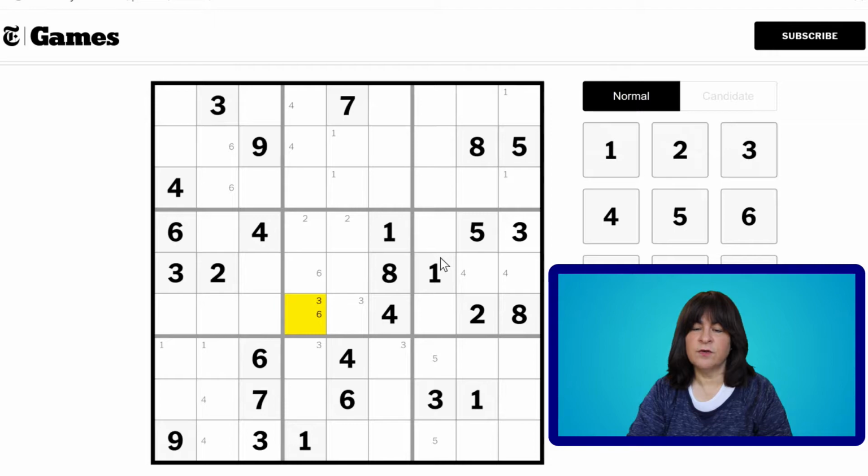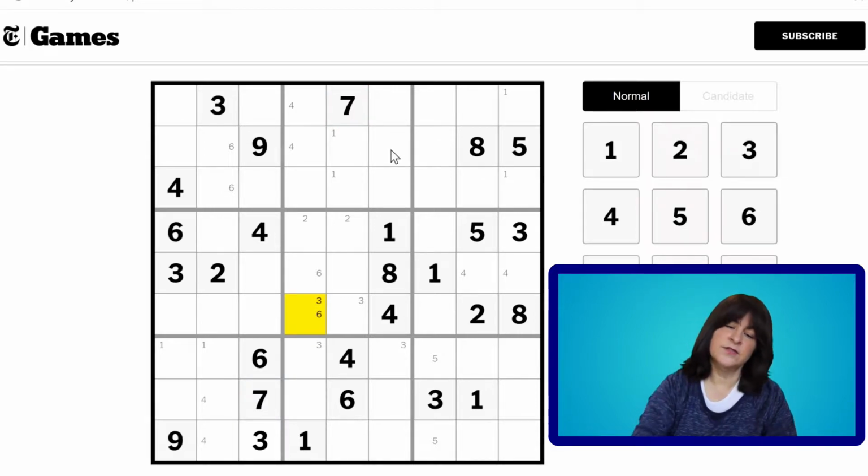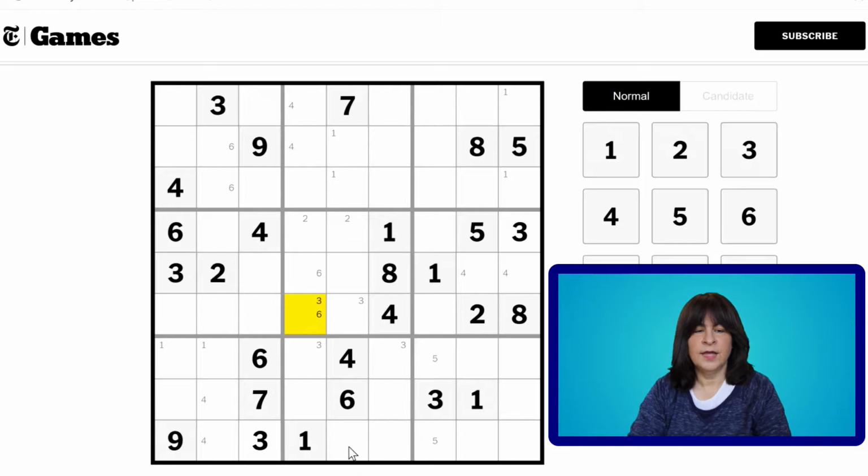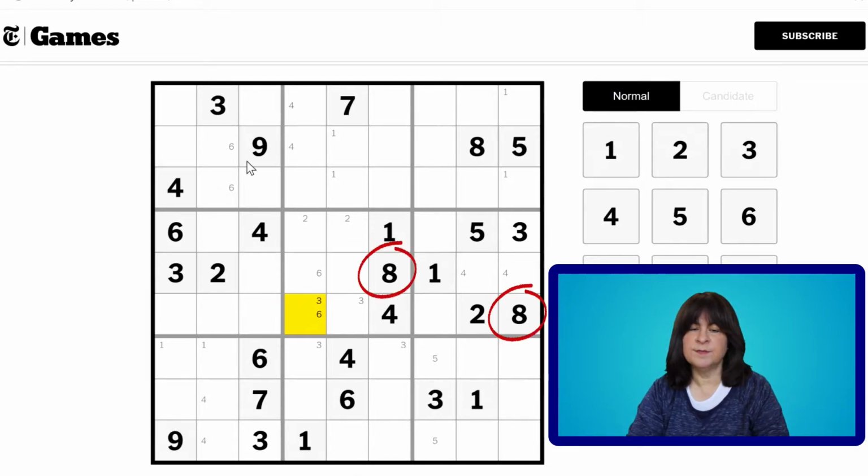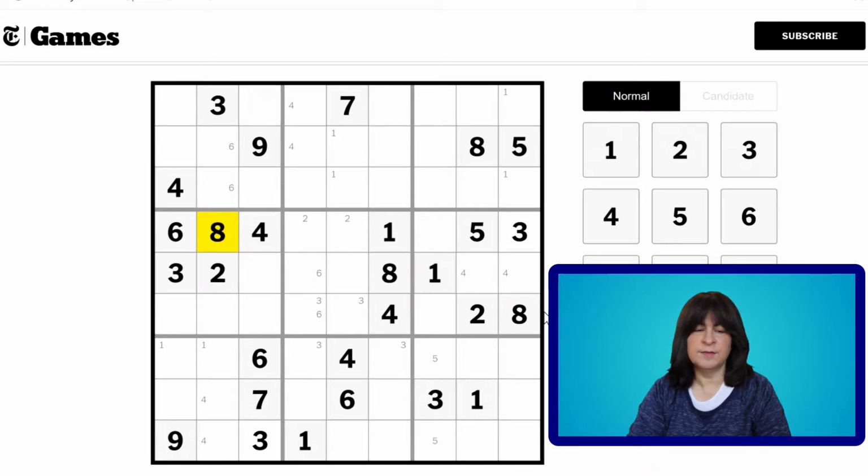It looks like there are only two 7s given, and I don't see anything I can do with that, so let's move on to the number 8. Here we have two 8s in this middle rank, so this cell has to be an 8, and now this 8 eliminates another 8 in the same column. So in block 7, the only place an 8 can go is either here or here.